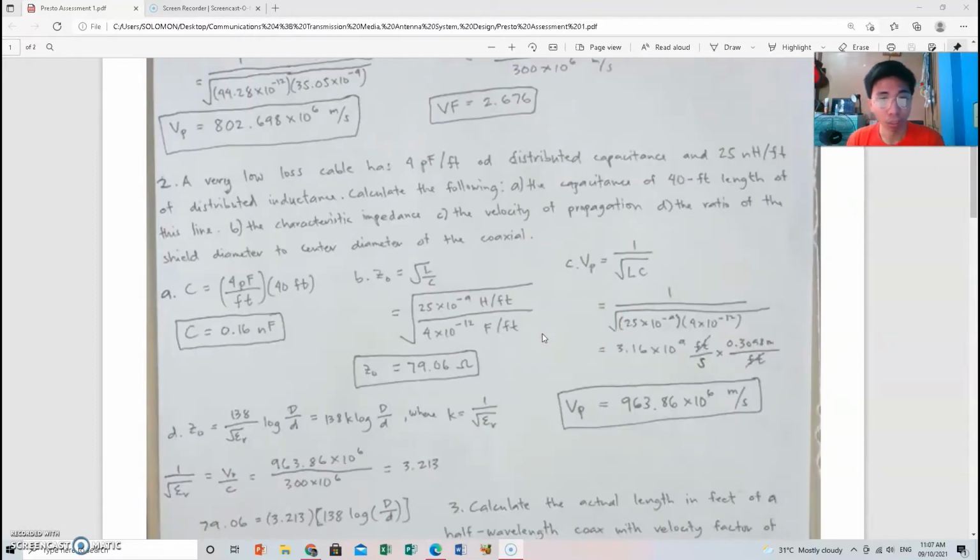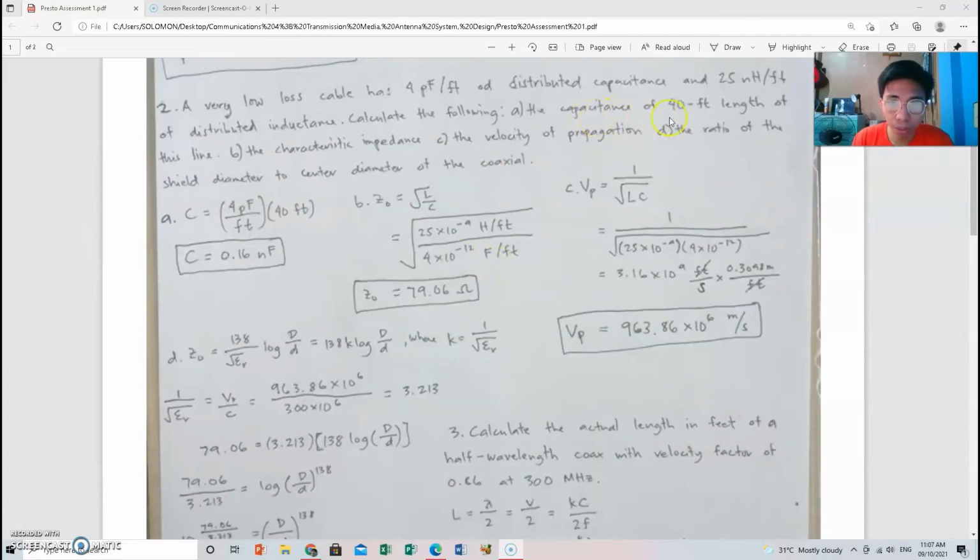Moving on, we have number 2. A very low loss cable has 4 picofarads per feet of distributed capacitance and 25 nanohenries per feet of distributed inductance. Calculate the following. So A, the capacitance of 40 feet length of this line, the characteristic impedance, the velocity of propagation, and the ratio of the shield diameter to center diameter of the coaxial. So first, we want to find the capacitance to the 40 feet length of this line. So in a 40 feet of length, what is the capacitance of that?